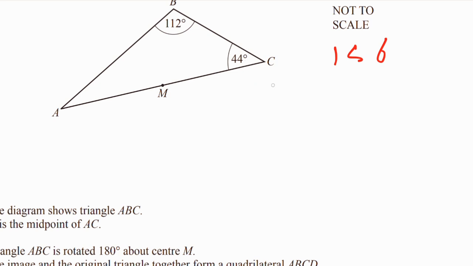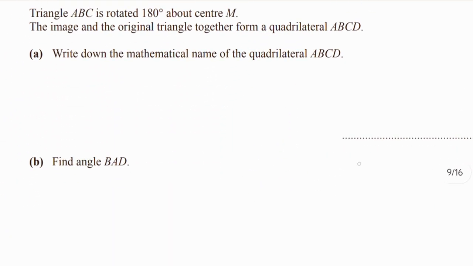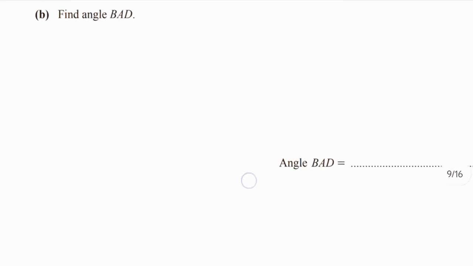Yes. Now the rest will be 24 because the sum of all angles in a triangle is 180. So 24. So basically this will also be 24. The result will be 48. So the answer to this one is 48 degrees. Okay. Done. Next one.